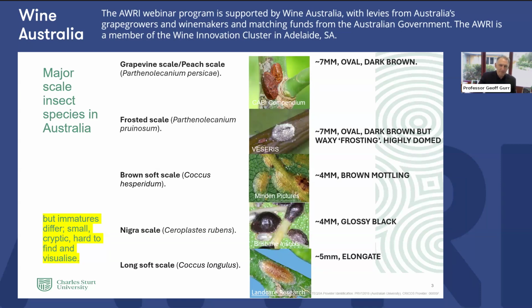The common names of these insects that you see there in bold are a reasonably good shorthand description of what the adult females look like, but don't fall into the assumption that they're easy to identify, because the immatures that I mentioned earlier differ in appearance, and they're small, they're cryptic in as much as they often shelter below bark fragments and other hard to see places. And so scale insects can be very hard to find and identify in the vineyard, and I think it's fair to say they're often overlooked.